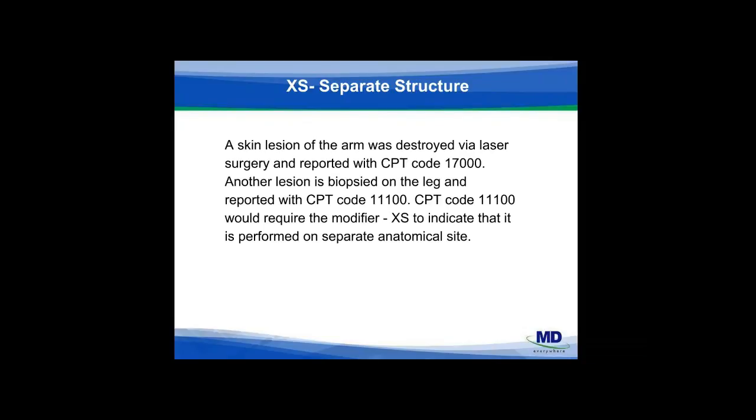For XS, an example of this would be where a skin lesion of the arm was destroyed via laser surgery, reported with CPT 17000. Another lesion is biopsied off the leg and reported with CPT code 11100. For that structure, since it was in a separate structure, the leg versus the arm, the XS modifier would be appropriate to show that the service was actually performed in a separate anatomical site.